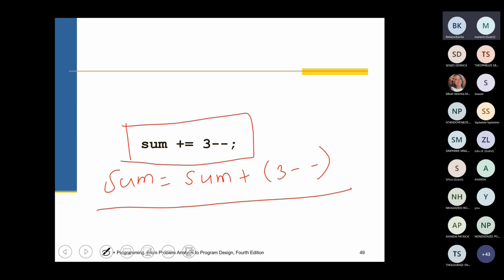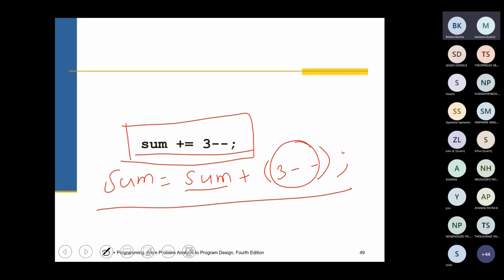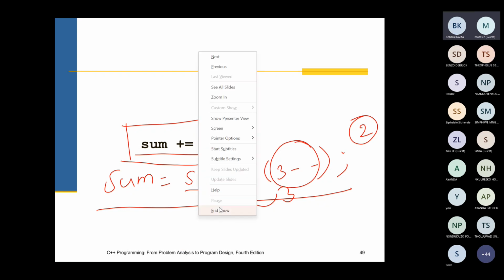This is a compound statement which I explained in the class, right? How to convert that into a compound statement: instead of repeating sum too many times, you can write like this as well. So how are you going to perform it? First 3 minus minus gives me the answer of 3 because of the post decrement operator. The value of 2 is saved in a temporary location, but this 3 will be added to this sum. Am I clear? Okay, that is what it means, right?